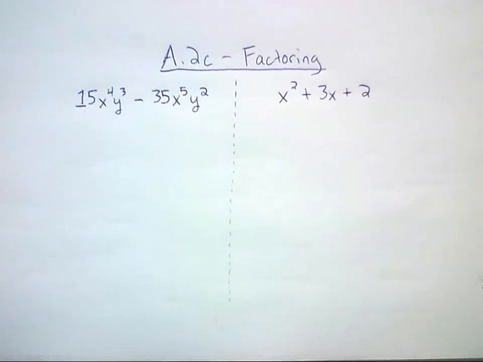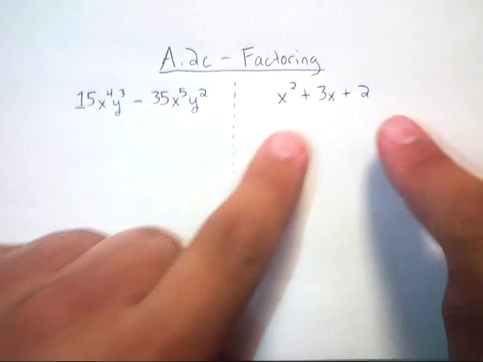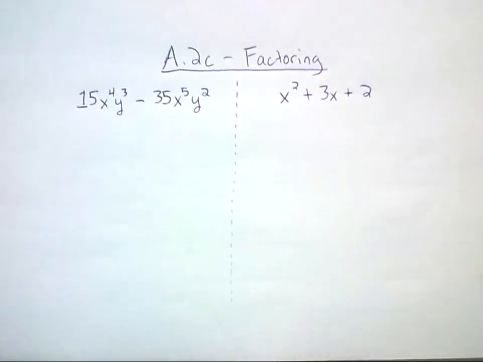Review of A.02c, Factoring. Now, the definition of factoring is finding what to multiply to get an expression. So you're kind of breaking something down into the parts that you multiply. And there's kind of two ways we deal with this. There's factoring of terms, and then there's factoring to create two binomials. So let's start with what I think is the easier one.